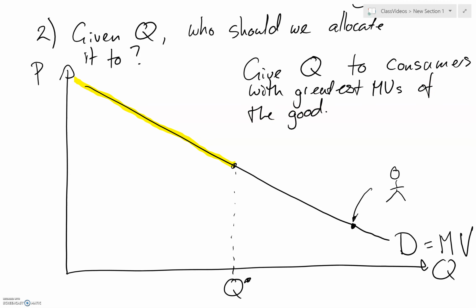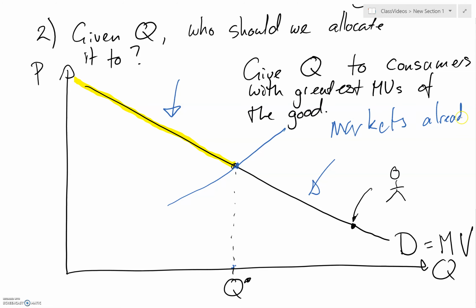And just to drive home the point that markets are already achieving this, suppose we had a supply curve coming through here. So in fact, the market was trading this quantity. The market would make sure that these consumers were the ones who were getting the good, and these consumers were not. Right? So markets already do this.